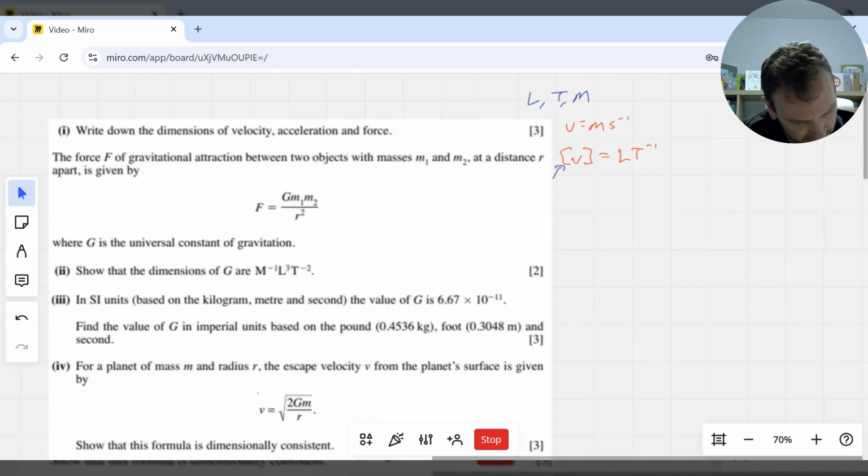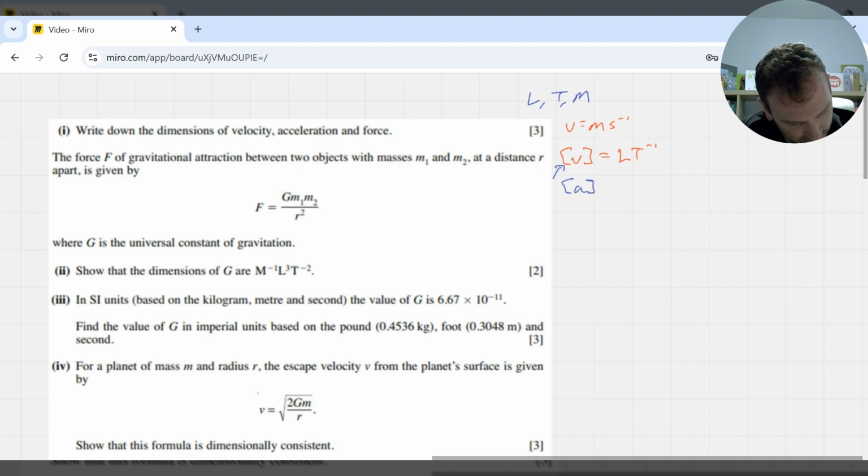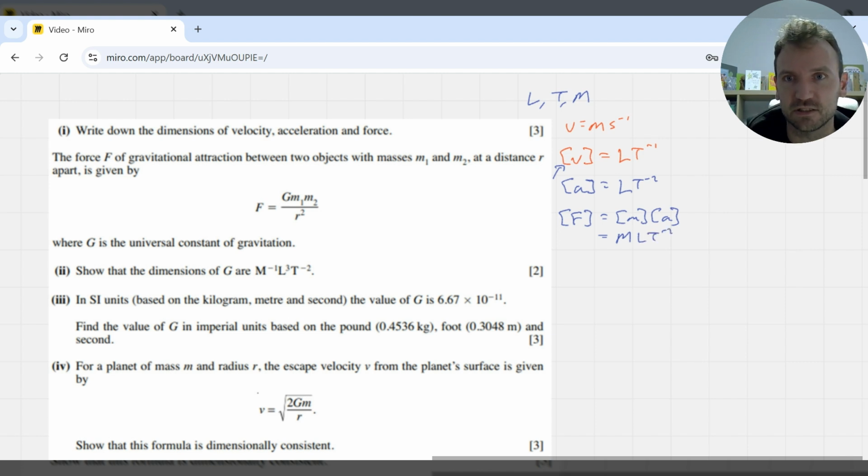Okay, next one then. So dimensions of acceleration. Well, if we know acceleration is measured in meters per second squared, then that's a length per unit time squared, so LT to the minus 2. And dimensions of force isn't necessarily one you'll always know off by heart, although I'd recommend you do. But if we're stuck, it's going to be dimensions of mass multiplied by dimensions of acceleration, because we know force is mass times acceleration. So dimensions of mass is just M. Dimensions of acceleration we've already got as LT to the minus 2. So dimensions of force is just MLT to the minus 2.